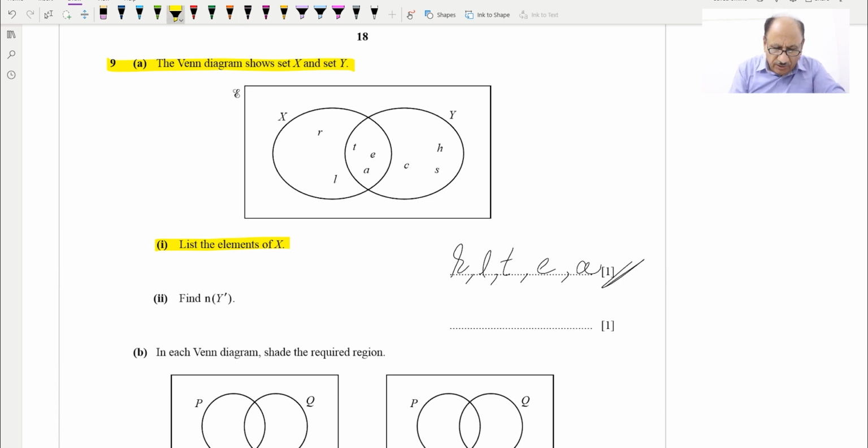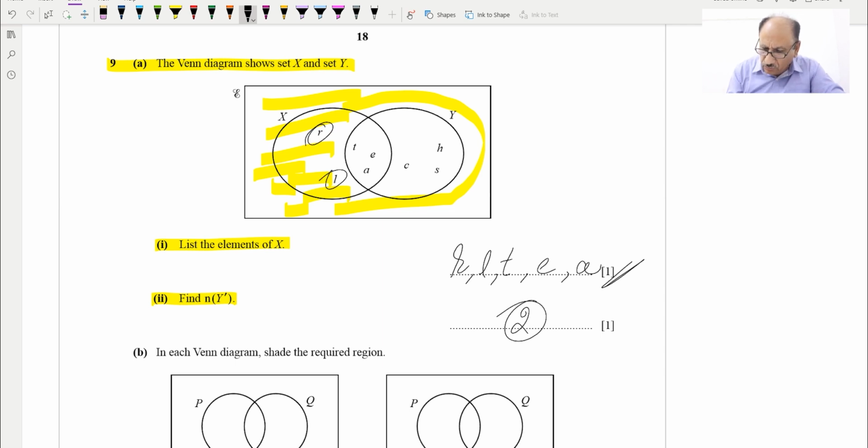Then they are saying find n of y complement. Y complement means whatever is not in y. Not in y is this outer region, this one. So this contains only two members, R and L. So two members, our answer will be 2. This is for 1 mark, and this is done.